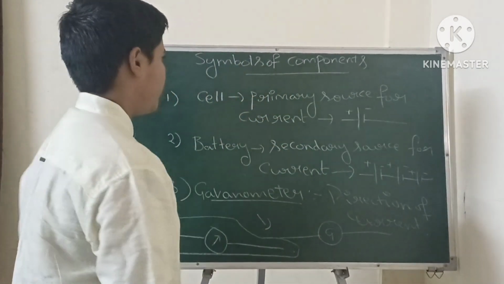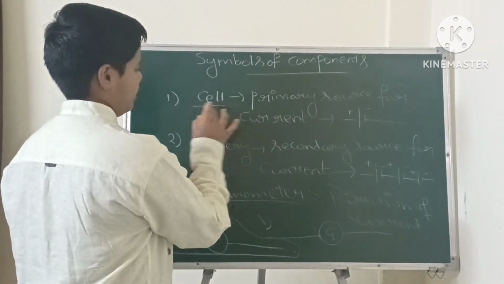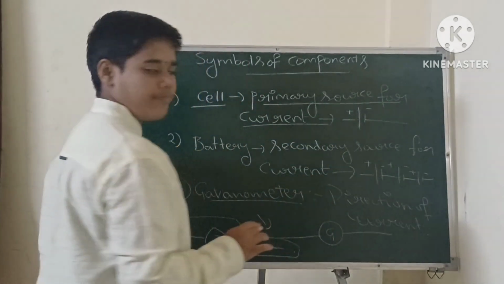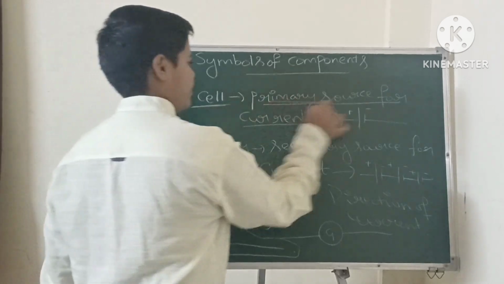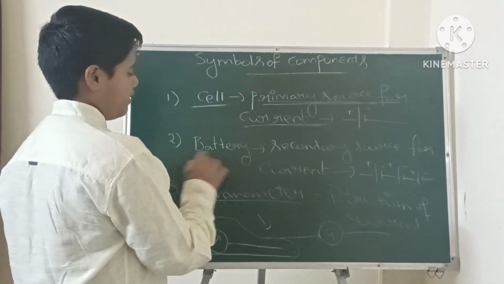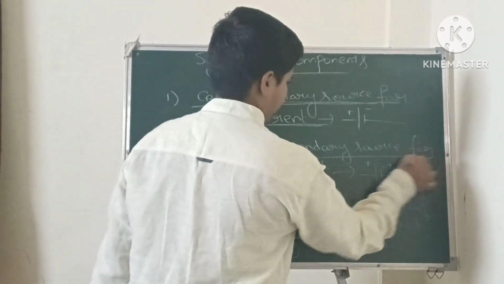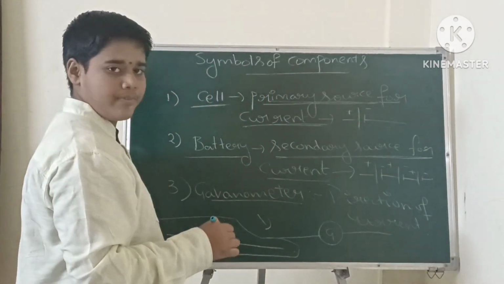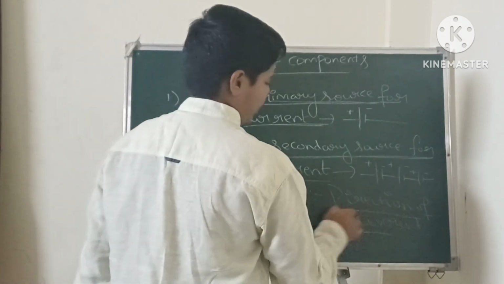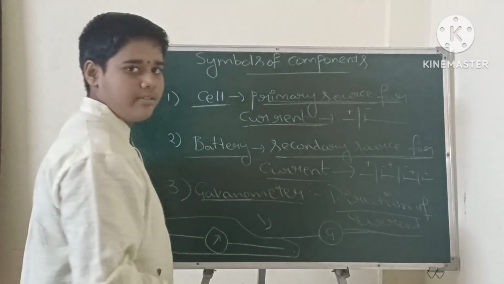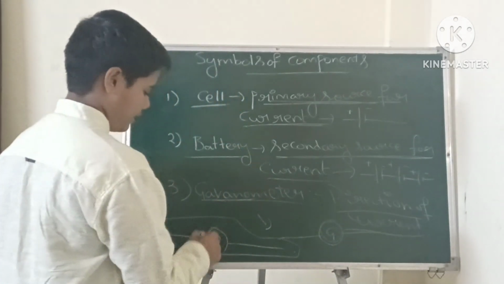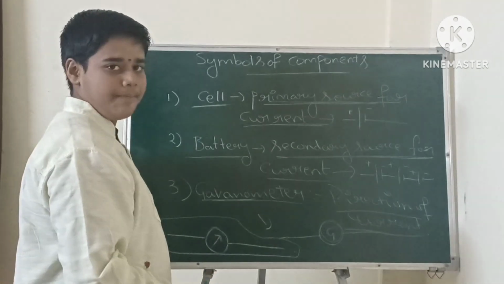In that, the first one, cell. Cell means a primary source for current, and it is not rechargeable. And the second one, battery, is a secondary source for current. And galvanometer is used to show in which direction current will pass. It is represented as a circle with G or a circle with an arrow mark.